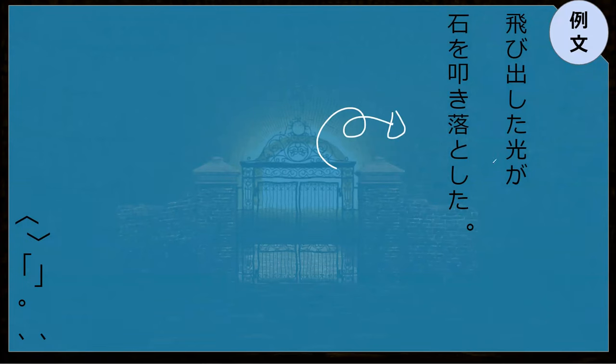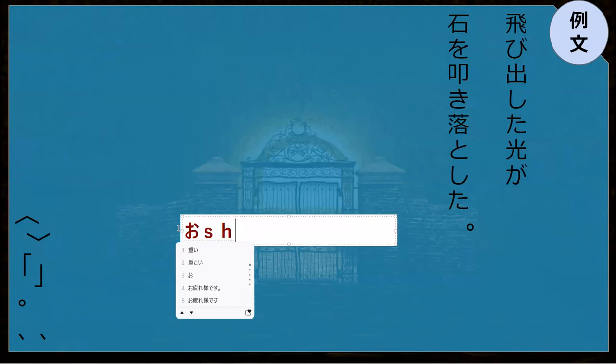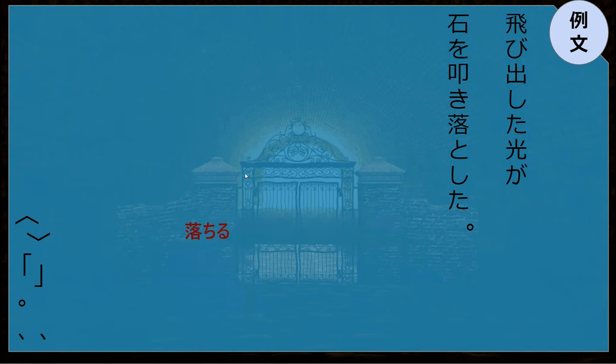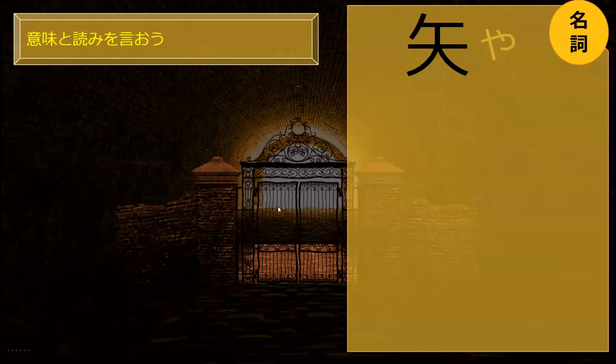Tobidashita hikari ga ishi o hataki ochitoshita. Otoshita. You're thinking about ochiru, but in ochiru, the chi is after the o. So that kanji right here is only pronounced as o. Otoshita. So the light that dashes out hits the stone and slaps it falling. Yep, sends it falling. Perfect.